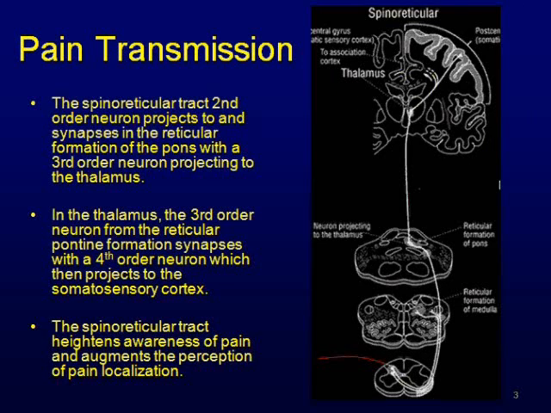Now, the spinal reticular tract, this is an interesting tract. This is going to heighten your awareness. So you have that first order neuron that comes to the dorsal horn of the spinal cord, and if we're talking about the spinal reticular tract, it is either going to synapse with a second order neuron that will go to the reticular formation of the medulla to heighten your awareness, or it will continue on to the reticular formation of the pons. It will synapse with a third order neuron which will relay information to the thalamus, and at that point there will be a fourth order neuron which relays the information from the thalamus to the somatosensory cortex to heighten your awareness, so to speak.